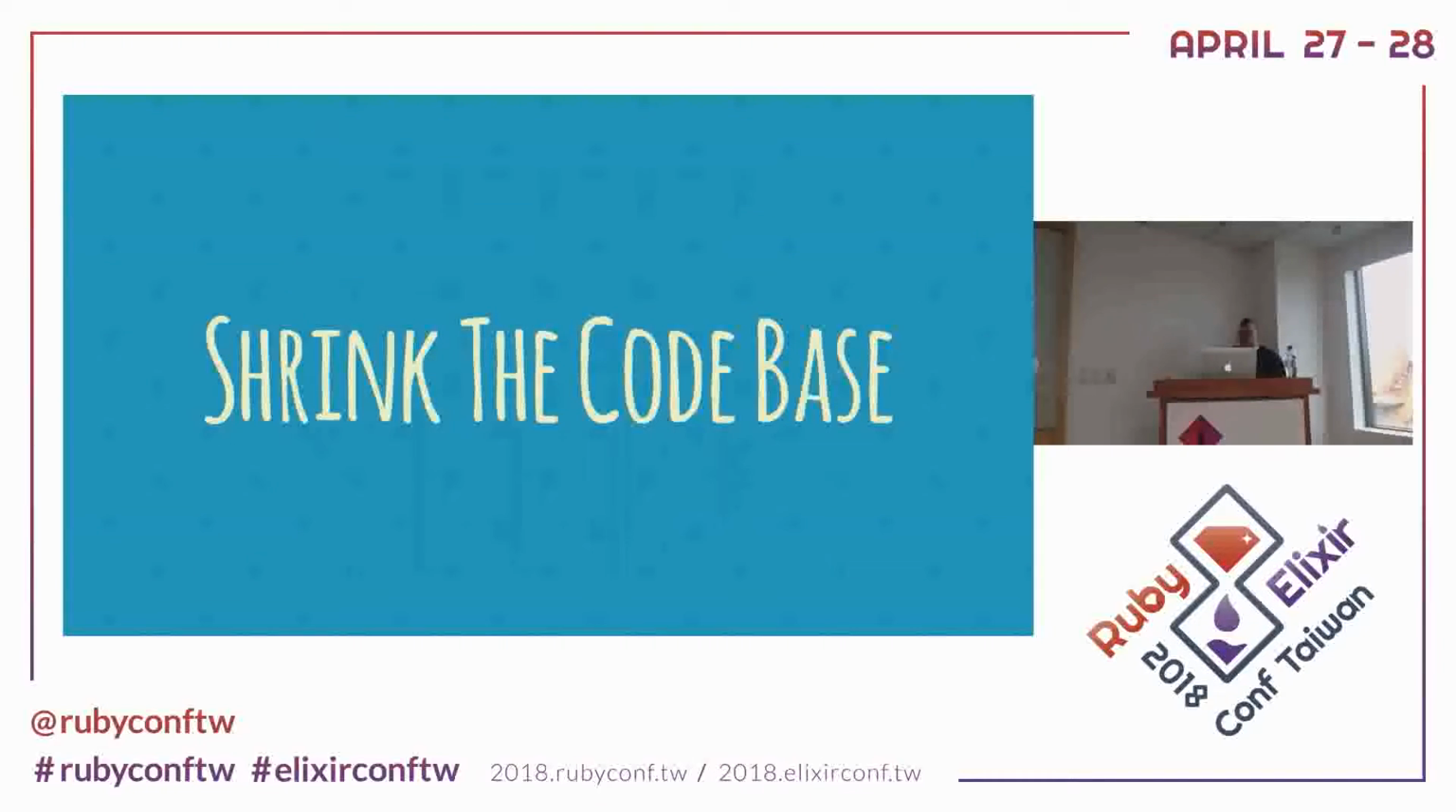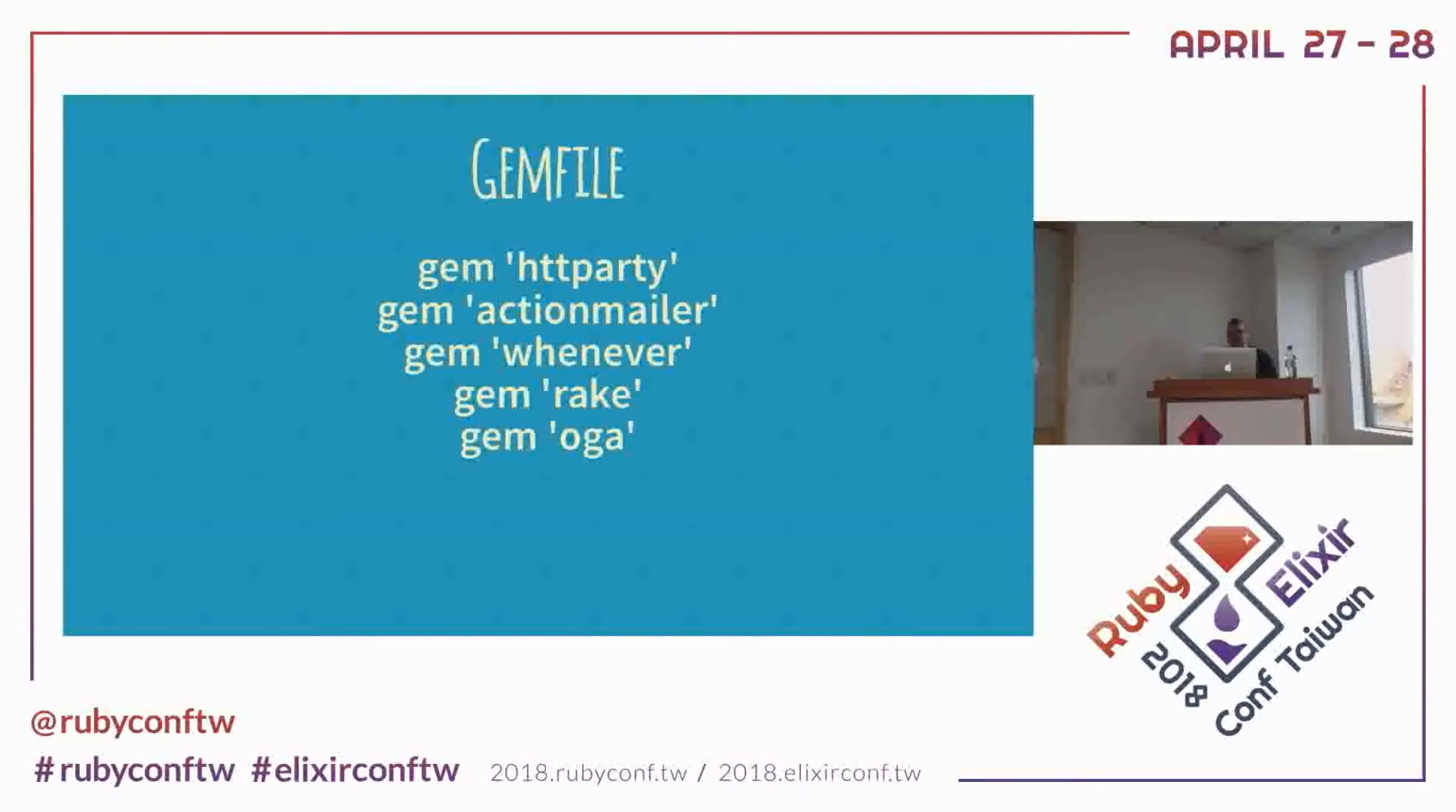So the first thing I had to do was shrink the code base. Previously I had dependencies such as HTTParty, Oga, and Action Mailer, and I needed to get rid of them. So the Gemfile looked like this, and getting rid of HTTParty was not that much of a problem. Basically I could use the standard library's Net::HTTP. I also ditched Action Mailer in favor of Net::HTTP because I was sending out emails with Mailgun, and Mailgun has an API, and I could ping that API with Net::HTTP. I ditched Whenever and Rake because I could use the Lambda scheduler.